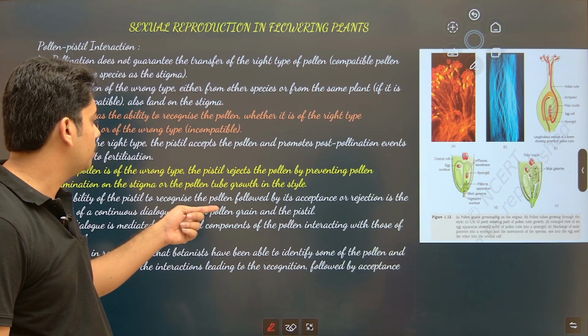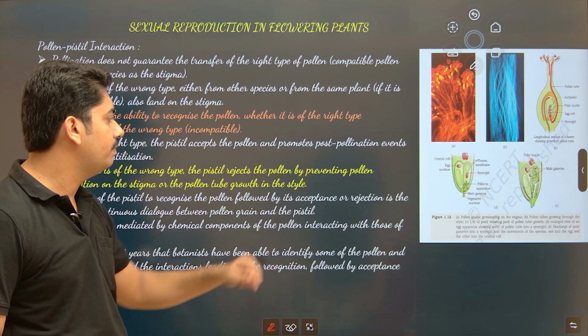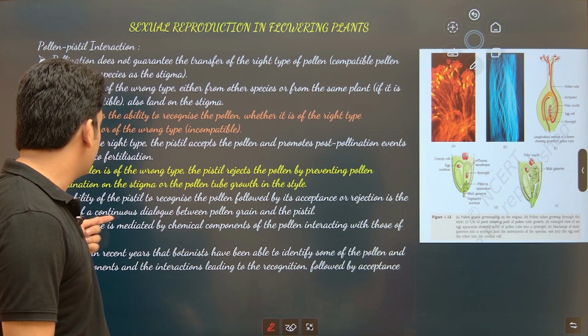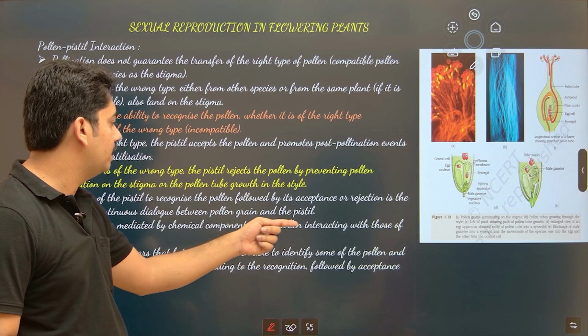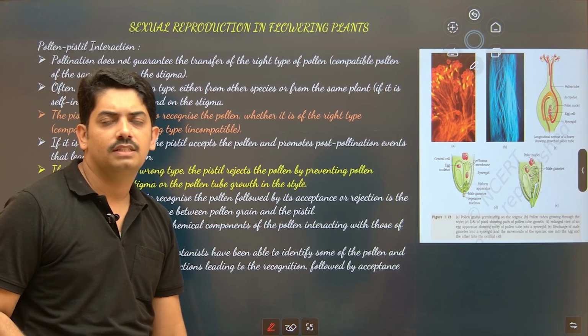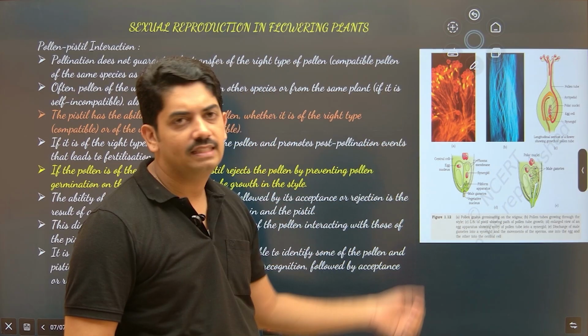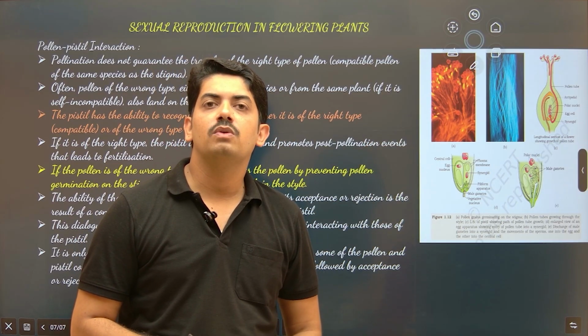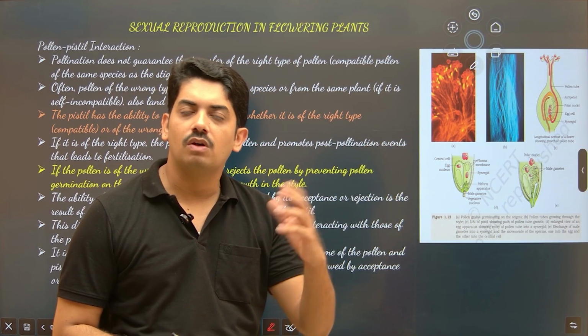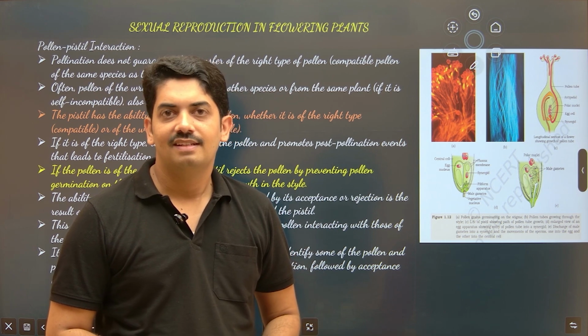The ability of the pistil to recognize the pollen, followed by its acceptance or rejection, is the result of continuous dialogue between the pollen grain and the pistil. See how beautiful it is. We think we are brilliant. Just look at the plants. They have the ability to recognize the pollen grains just on their surface, right?